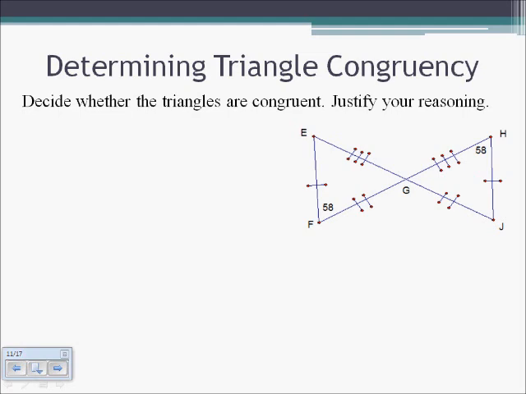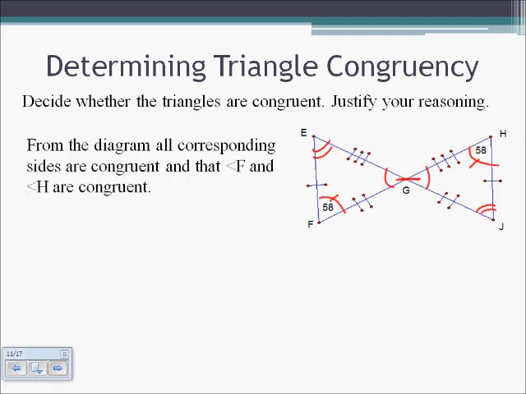We have all the corresponding sides, it looks like, are congruent, as EF and HJ are congruent, and EG and GH and FG and GJ. We also have vertical angles here in the middle, so therefore these two angles are congruent. We have 58 and 58, those two angles are congruent. And then by the third angle theorem, seeing as how all the other angles are congruent, E and J would also be congruent. So therefore we would say that these two triangles are congruent.